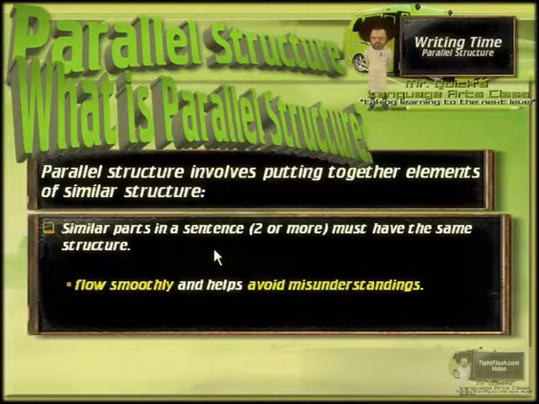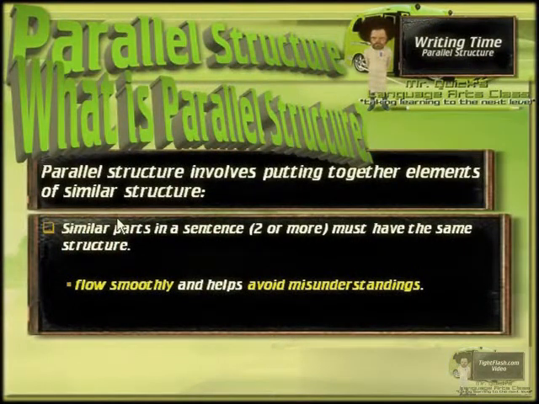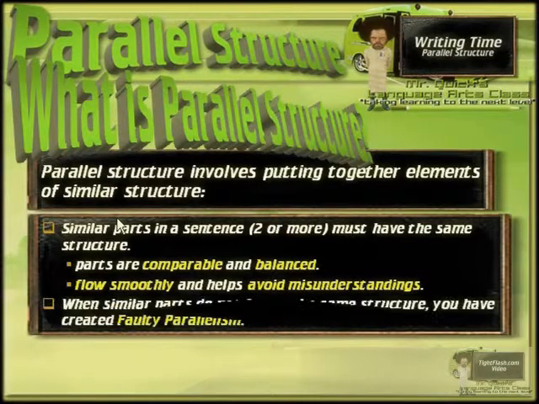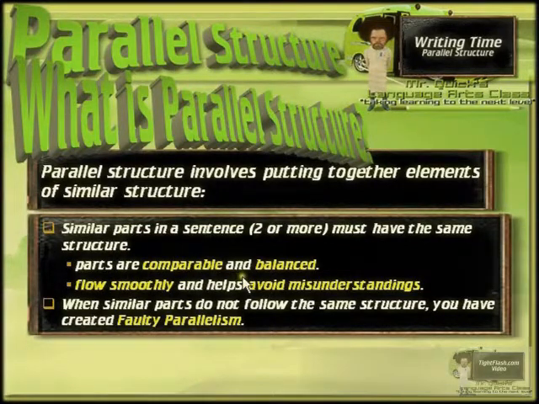Okay, so here it is. Similar parts in a sentence, two or more, must have the same structure. Meaning that in other words, if one of the items has a grammatical structure, say for instance it begins with a preposition, then the other item in this list needs to also begin with a preposition. And I hope I'm not getting ahead of myself here by being specific. But to make it seem a little more simplistic, parts are comparable and balanced, and flow smoothly. This is what it's supposed to do when everything is in order or parallel in a sentence.